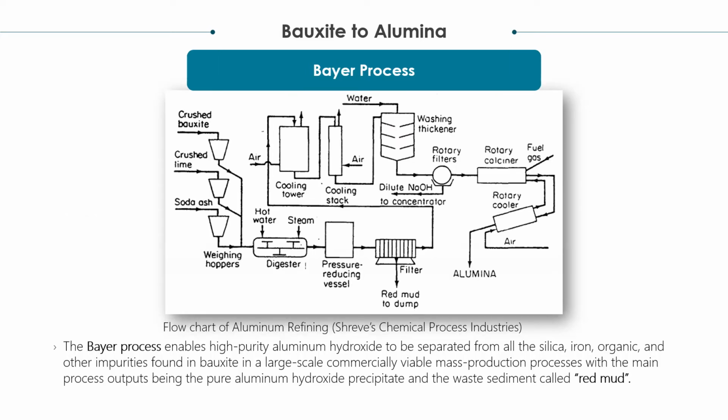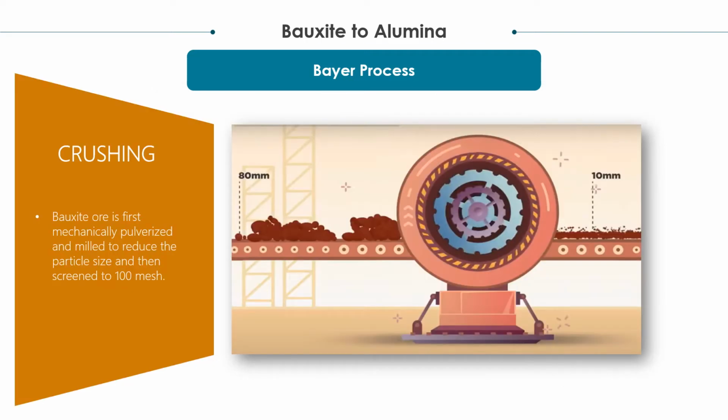This is a flowchart of aluminum refining from Shreve's Chemical Process Industries, 5th edition. The Bayer process enables high-purity aluminum hydroxide to be separated from all the impurities that can be found in the bauxite. The main output of this process is a pure aluminum hydroxide precipitate, and the waste sediment is called the red mud. And now, I will discuss step by step the whole flow of the Bayer process.